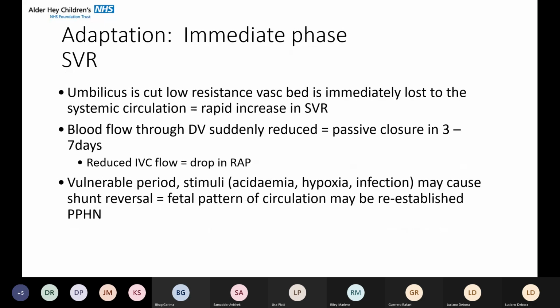Then in terms of systemic vascular resistance, the increase in pulmonary blood flow leads to a massive rise in pulmonary venous return towards the left atrium. This decreases inferior vena cava flow and results in a fall in venous return to the right atrium. These two factors allow the pressures in the left atrium and right atrium to equalize. At this point, the foramen ovale starts to close and flaps against the atrial septum until it's effectively closed.